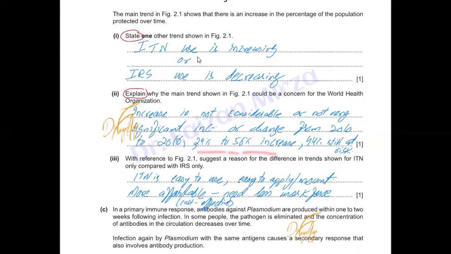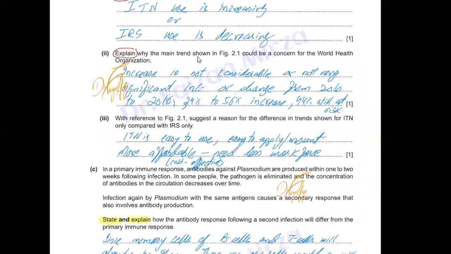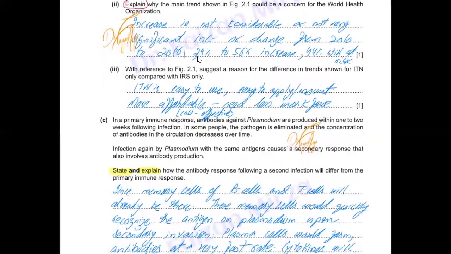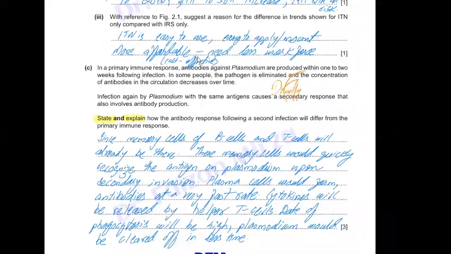34% to 50% increase, 44% still at risk. The difference in figure 2.1 suggests a reason for the difference in the trend shown in ITN only compared with IRS only. So ITN is easy to use. You just need to sleep inside the net, so that would be much easier to apply and mount. More affordable, as it would need less workforce and is more cost effective than spraying the surfaces.